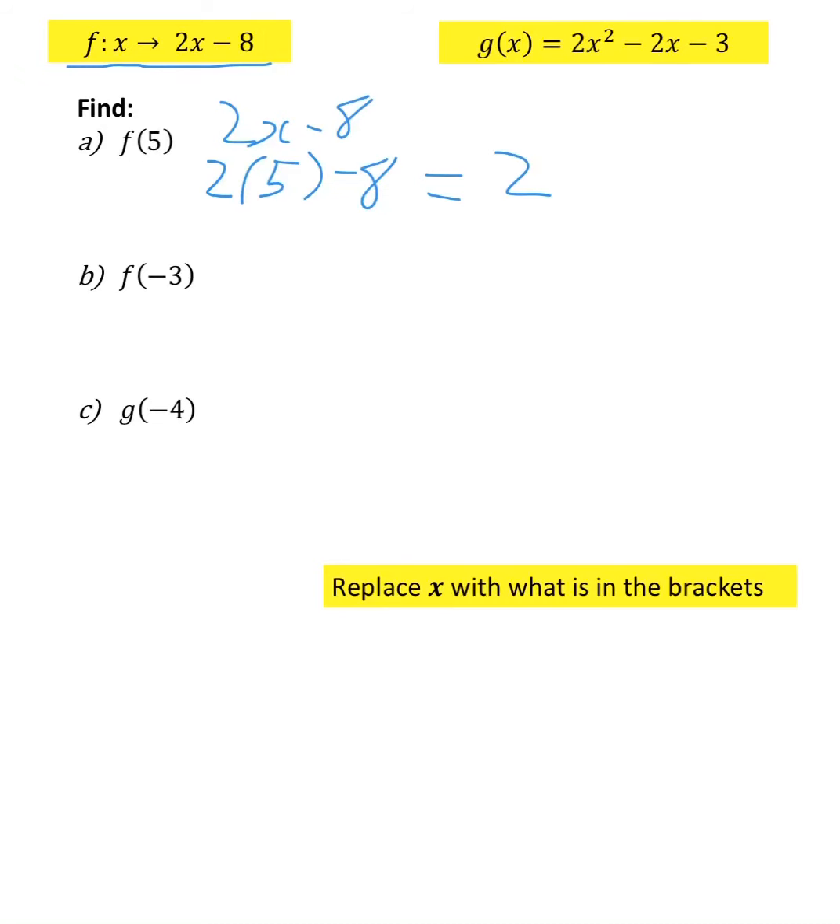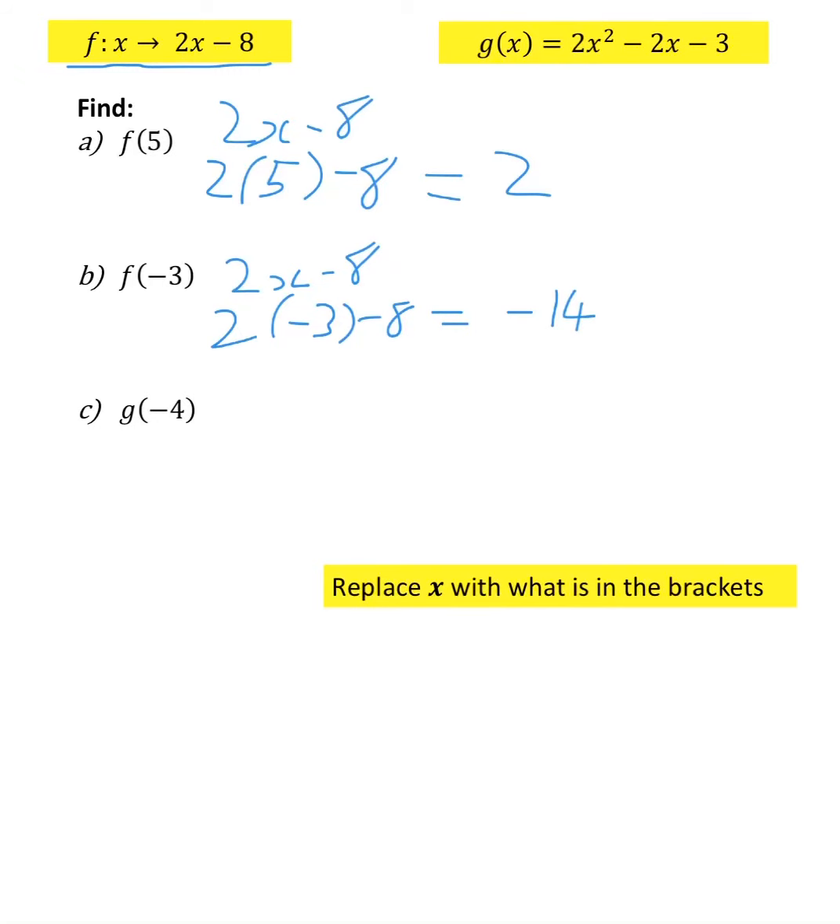For f of minus 3 then, we still have the f of x function, 2x minus 8. So we'll have now 2 times minus 3 minus 8. So 2 times minus 3 is minus 6. Minus 6 minus 8 then, that would be minus 14.